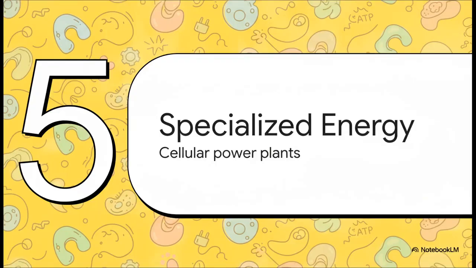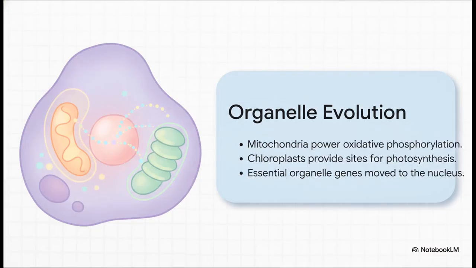Moving on to part 5, specialized energy centers. Let's check out the cellular power plants. You know, what's truly mind-blowing about our power plants, the mitochondria and, of course, chloroplasts in plants, is their origin story. According to endosymbiotic theory, these organelles actually evolved from ancient, independent bacteria that literally just moved inside a larger host cell. And now, they're permanently installed generators.